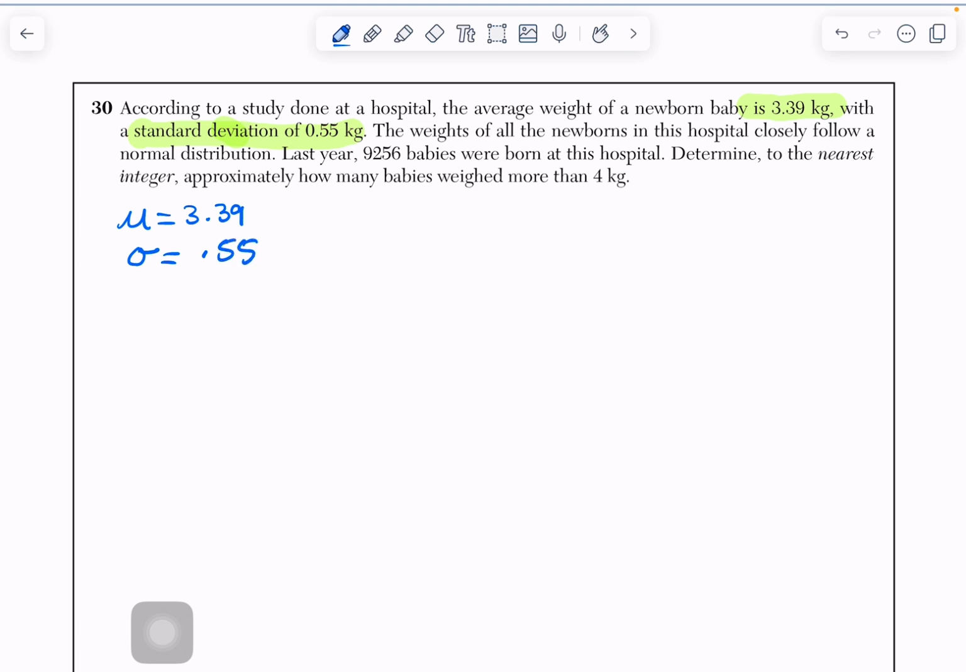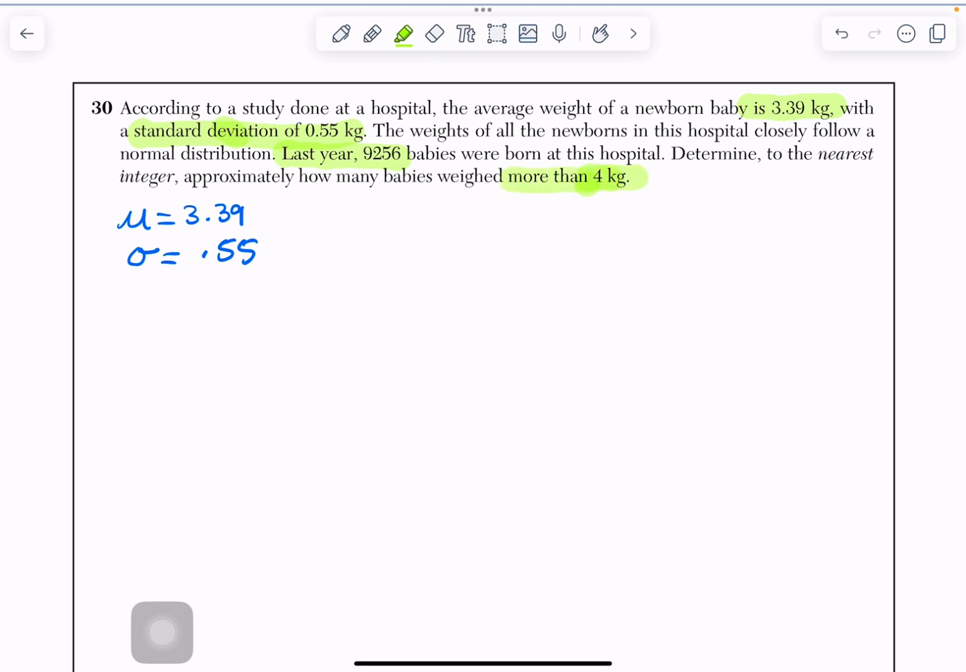Okay, all the newborns in this hospital closely follow a normal distribution, which means we can use that algorithm in the calculator. Last year, 9,256 babies were born in the hospital. Determine to the nearest integer approximately how many babies weighed more than 4 kilograms.